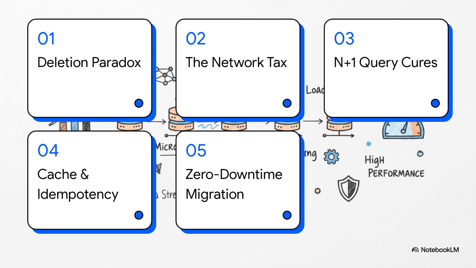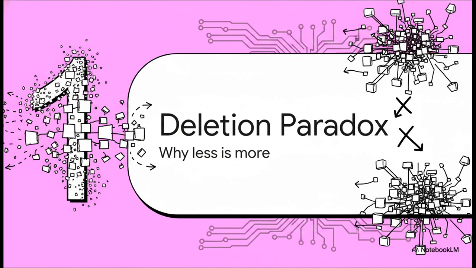So to map this all out, we're going to break down this playbook into 5 crucial chapters. We'll start with the deletion paradox, then look at surviving the network tax. From there, we'll cure those N+1 query nightmares, especially the ones hiding in your GraphQL resolvers, master caches and idempotency, and finally, tackle zero downtime migrations. Let's kick things off with our first concept, which really builds the foundation of the senior engineering mindset.